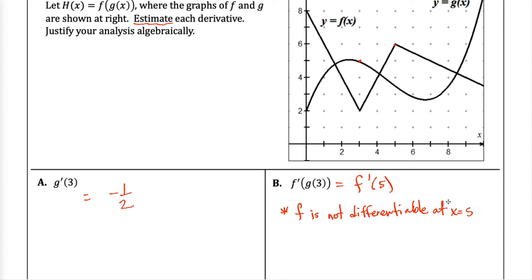If you were to have a free response question, you would need to explain the information that was there. You can't just answer no, like no solution or doesn't exist. Obviously, multiple choice, you just pick the correct answer. So f is not differentiable at x equals 5. So f prime of g of 3 does not exist. Undefined would be fine. There's all sorts of different ways you could say it. Okay, good.